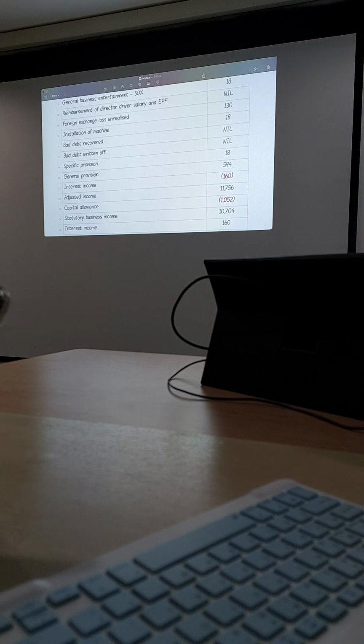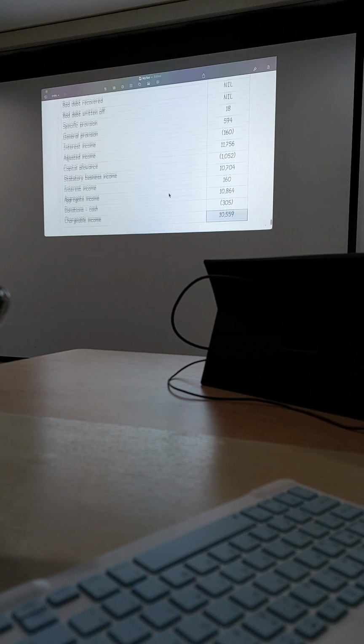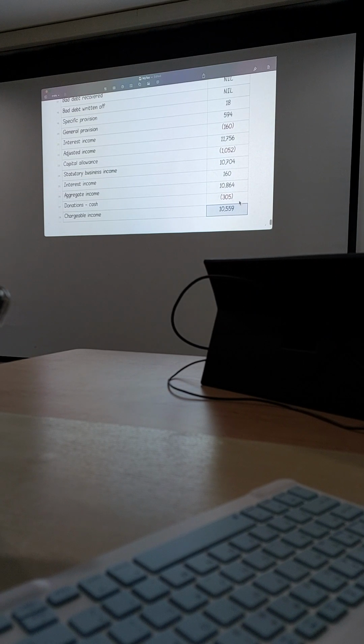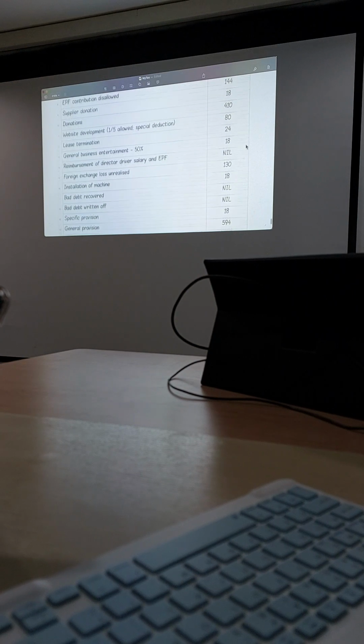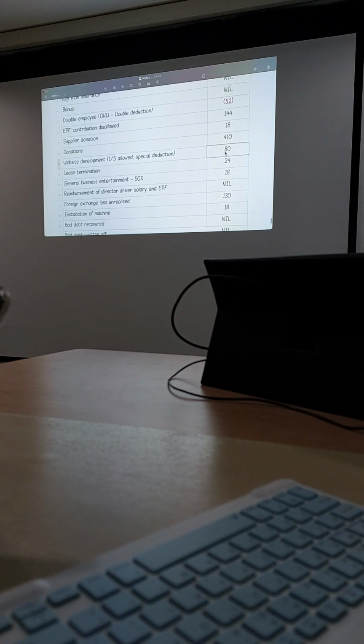If the question has calculations to do, then you show the calculation. Let's say you get the number wrong, and remember, you showed the calculation, so you can still get marks. This one you won't get that. This one, for example, donation or the specific provision is just 18. There is no calculation involved. This also is not really a calculation.